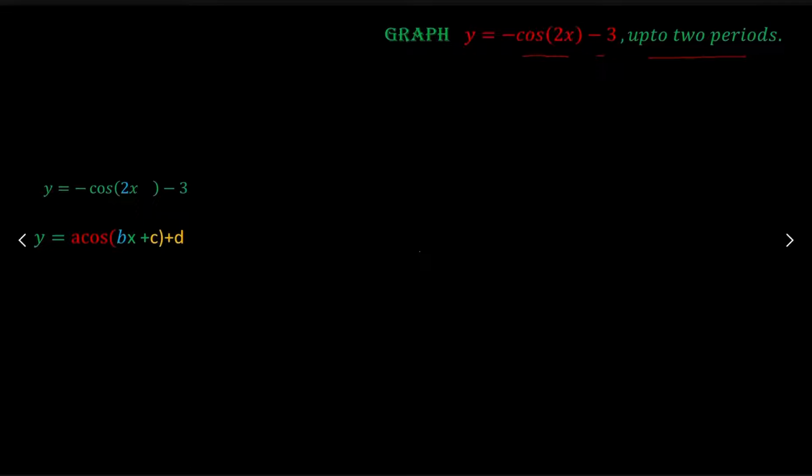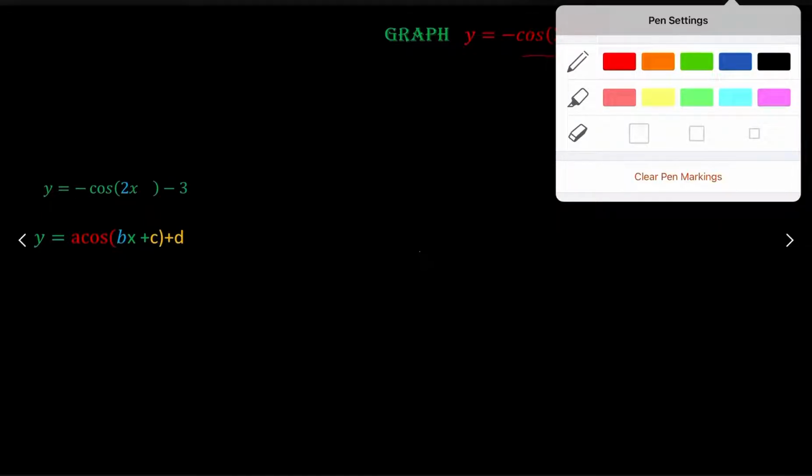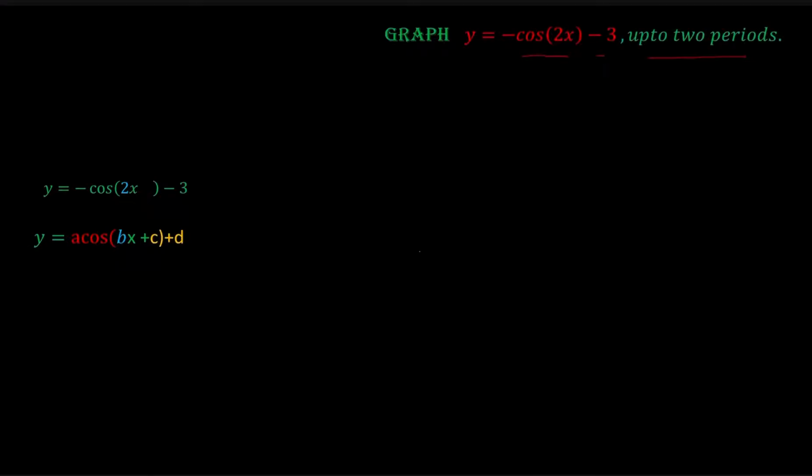Once we are done with this, we are going to find our a, b, c, and d. So go ahead, find your a, b, c, and d. Okay, so the a is the coefficient of the cosine, which is -1. And the b is the coefficient of the x, which is 2. And then finally, our c is right here, which is 0. And then d is going to be the midline, which is going to be -3. Okay, we are done with that.